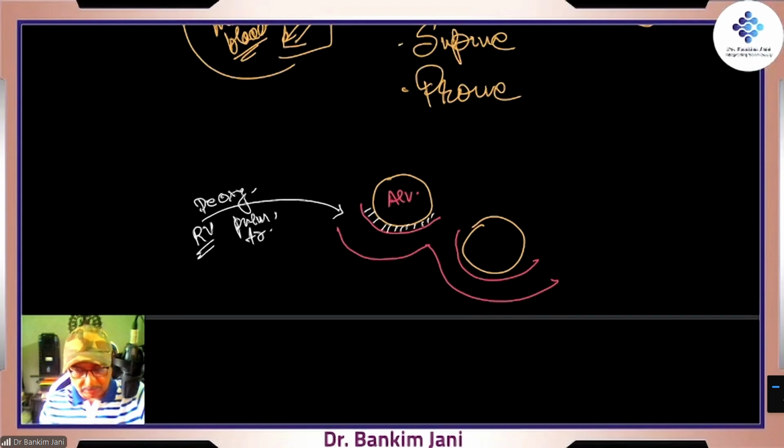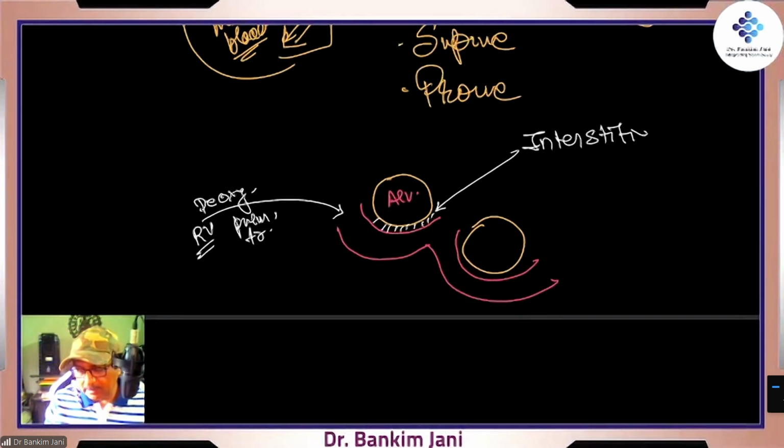So that's a small space which is present over here. This space is called the interstitial space. Today we'll be dealing with the capillary, that is the blood, that is 1; the interstitial space, that is 2; and the alveolar space, that is 3.